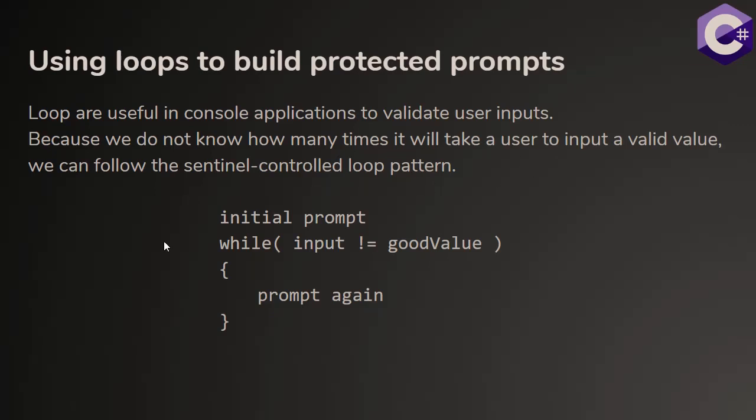And that pattern looks something like this. First, we're going to have our initial prompt for some value, and we're going to set up a loop that says, while the user input that the user entered is not equal to the good value we are looking for, we will prompt again. And this will get the next input value, and then we check to see if the new input is equal to the good value or not. And while the user input is not good, we're going to keep prompting.